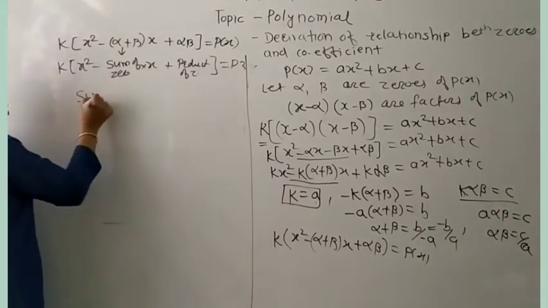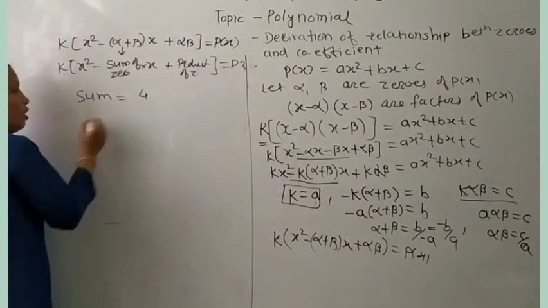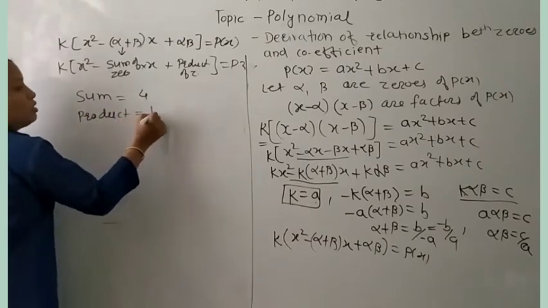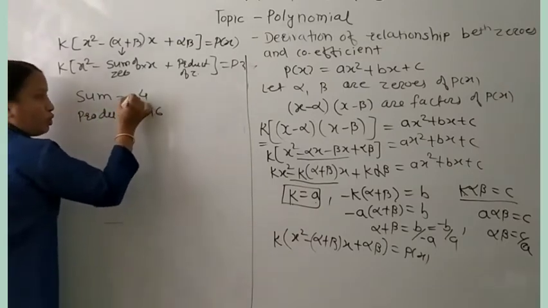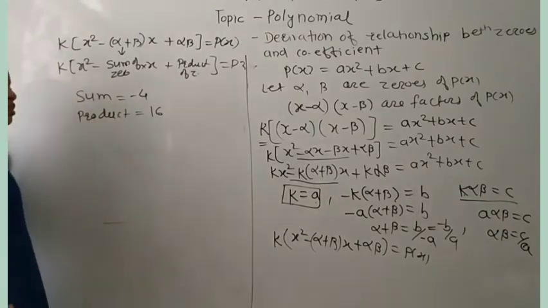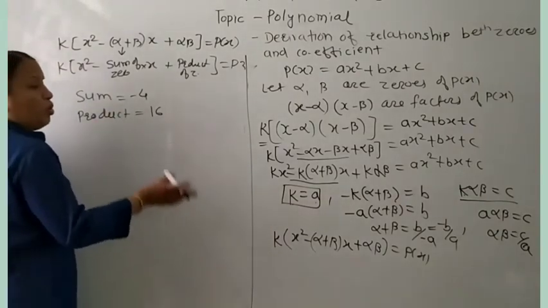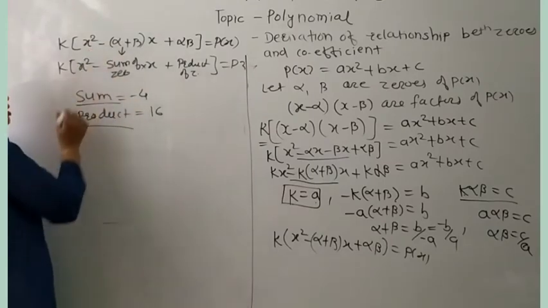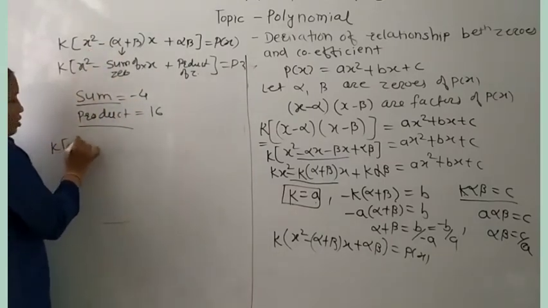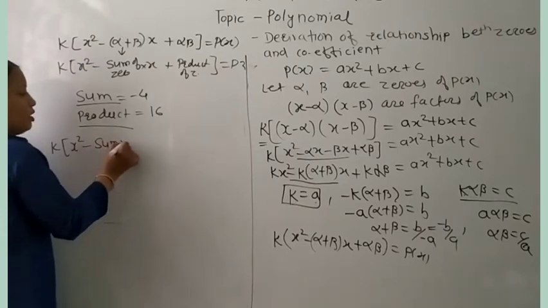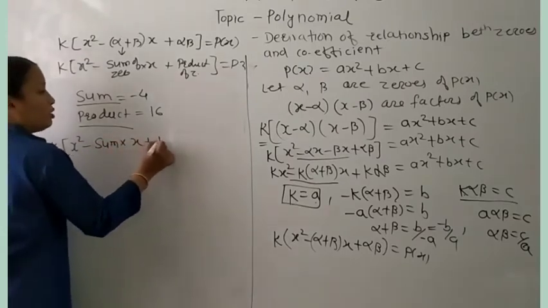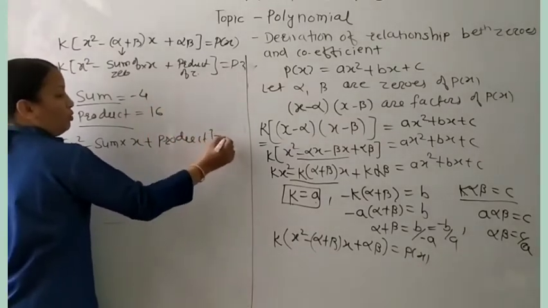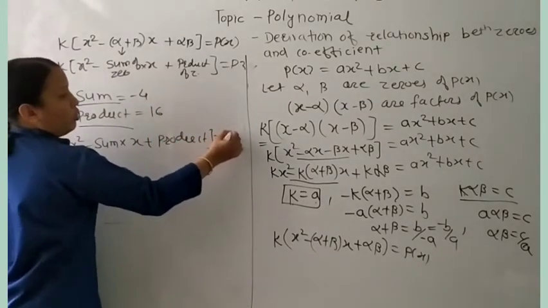Sometimes it is given that sum of two roots is 4 and product is 16. Whatever sum is, suppose minus is given and product is given 16. That time you need not to do what is alpha and what is beta. Already sum and product is given. Write down this. K into x square minus sum into x plus product. अभी product और sum क्या है? अल्फा और बीटा का सम और प्रोडक्ट दिया है is equal to p of x.